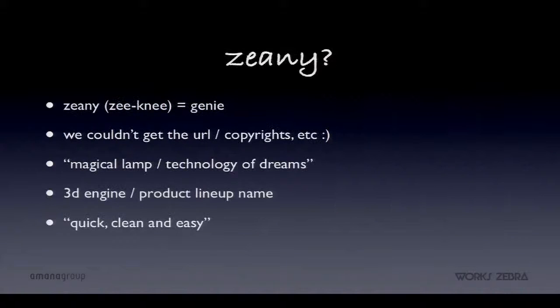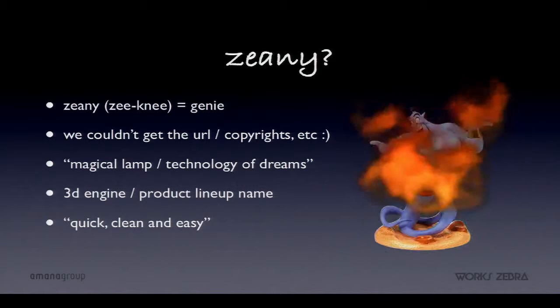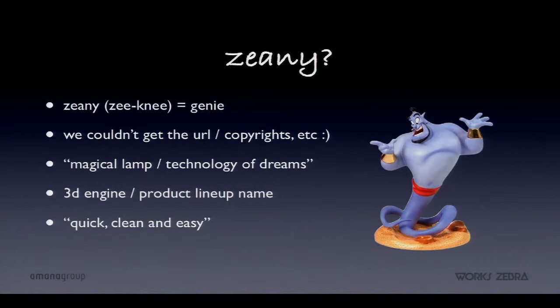Right now, we have something called Zini. This is the name of our rendering engine and also the name of our products. Now, Zini, the name comes from the Aladdin genie guy, but we couldn't get the copyrights, of course. We couldn't get the URL. So we sort of linked it up with the Z from the zebra, and it became this sort of magical lamp that we were trying to create, using 3D technology and cars, and trying to think about how we can use that to sell cars.